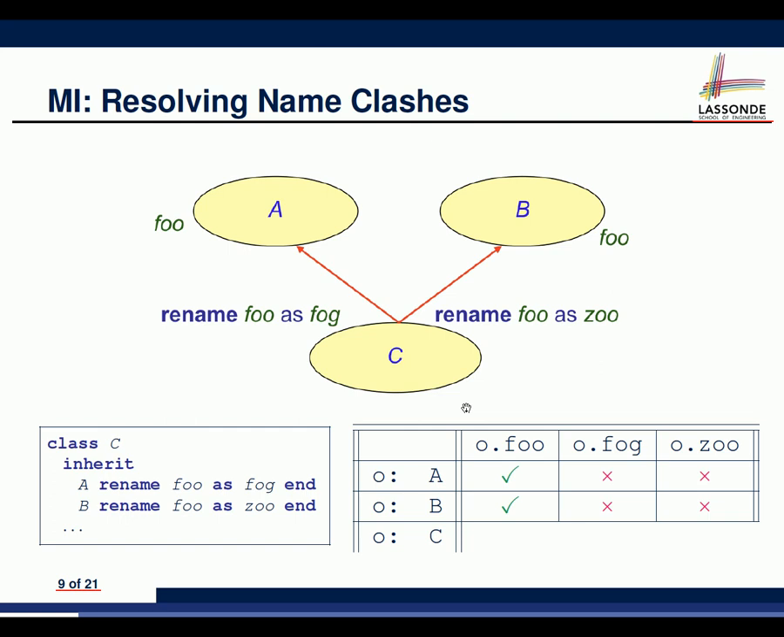Okay, what about the third one? Can you call foo? No, because foo has been renamed already, right? It's like in the Swiss taxpayer case. You cannot say pay taxes anymore. Okay, very good. You get the idea. In that one, you can only say fog and zoo. That's all I want to say about multiple inheritance.